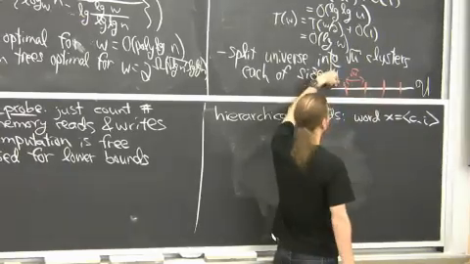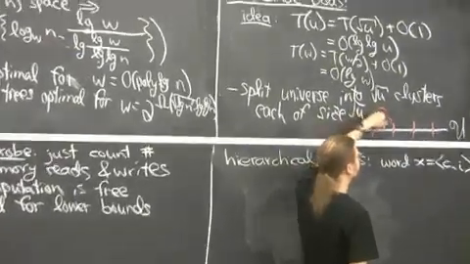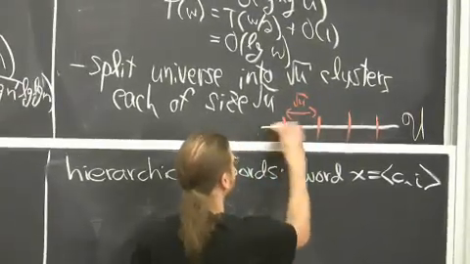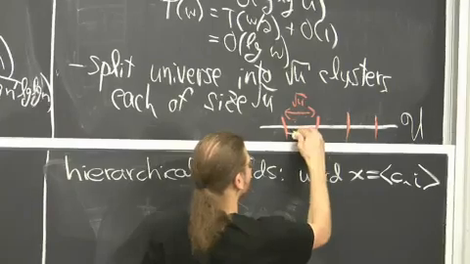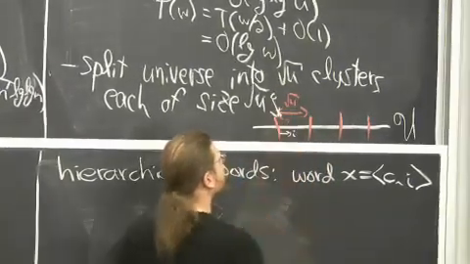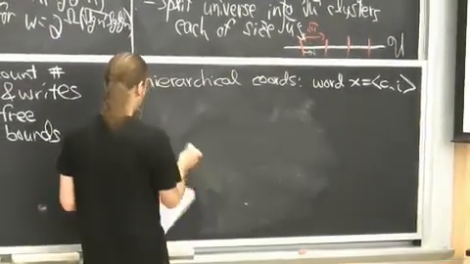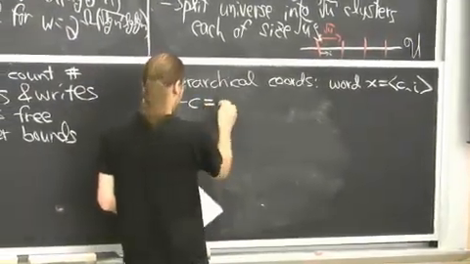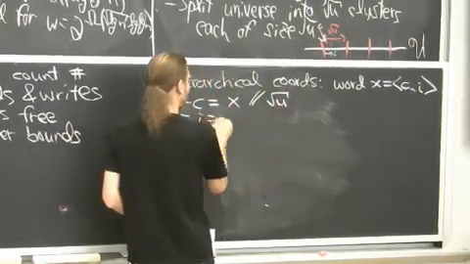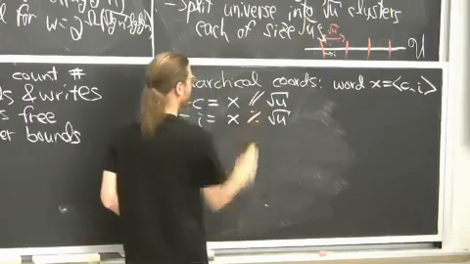So this is 0, 1, 2, 3, 4, 5 up to root u minus 1 within this cluster, then 0, 1, 2, 3, 4, 5 up to root u minus 1 within this cluster. So i is your index within the cluster, and c is which cluster you are in. Okay, pretty simple. And there's easy arithmetic to do this. c is x integer divide root u, and i is x integer mod root u. I use Python notation here.